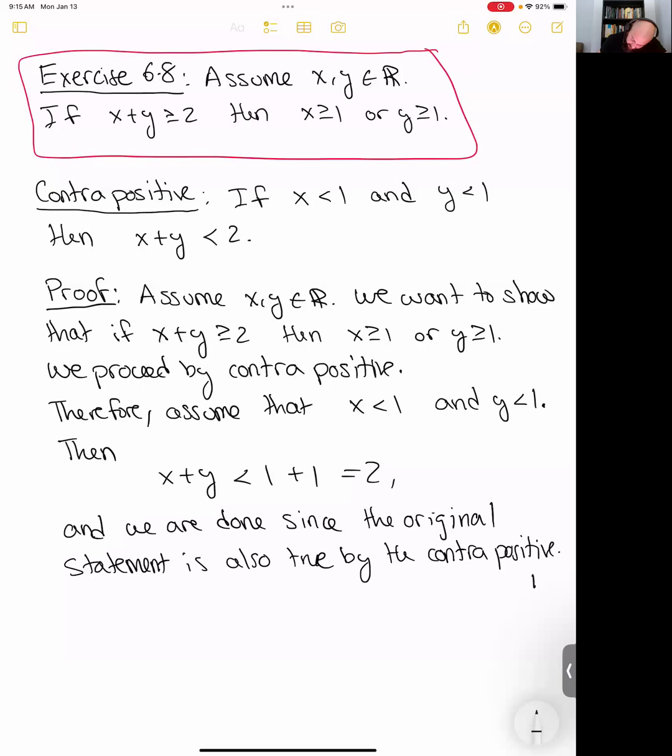And again, what makes this proof so simple is that you get to assume that x is strictly less than 1 and y is strictly less than 1. And when you add them together, you get to use that right away to prove x plus y is strictly less than 2. Whereas if you assume x plus y is bigger than or equal to 2, I think you might be able to argue that x is bigger than or equal to 1 or y is bigger than or equal to 1, but it's going to be a very hokey kind of argument. It's much better to do it this way when it just kind of falls in your lap so simply.